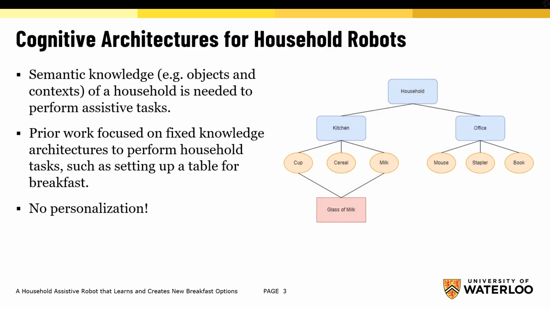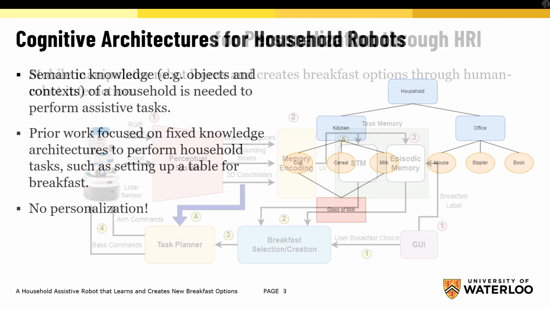Prior research developed semantic knowledge graphs for household assisted robots to perform tasks in the household. However, most of these works used fixed knowledge architectures that could perform assistive tasks in a household, but in a very specific way using the fixed knowledge in the graphs. Therefore, they're not personalized to their specific users' needs and preferences and the environments that they're operating in.